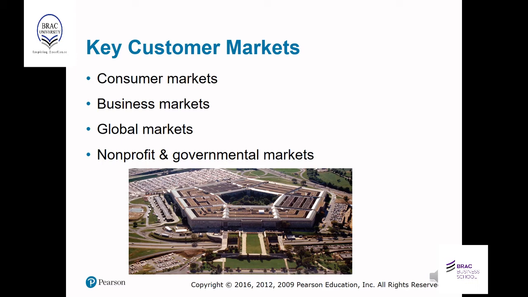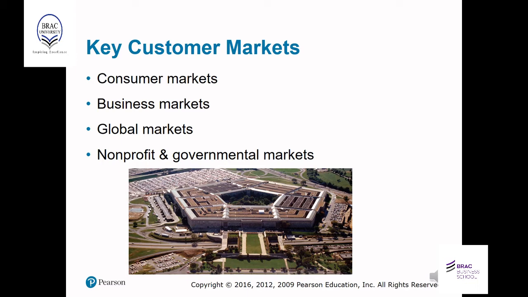Global market means when a marketer is targeting not the markets of a defined country boundary but rather the entire globe. For example, consider Unilever, consider Procter & Gamble, consider Nestle. They are doing marketing all around the world. They are targeting all the customers, so they are targeting global markets. And they are global marketers.